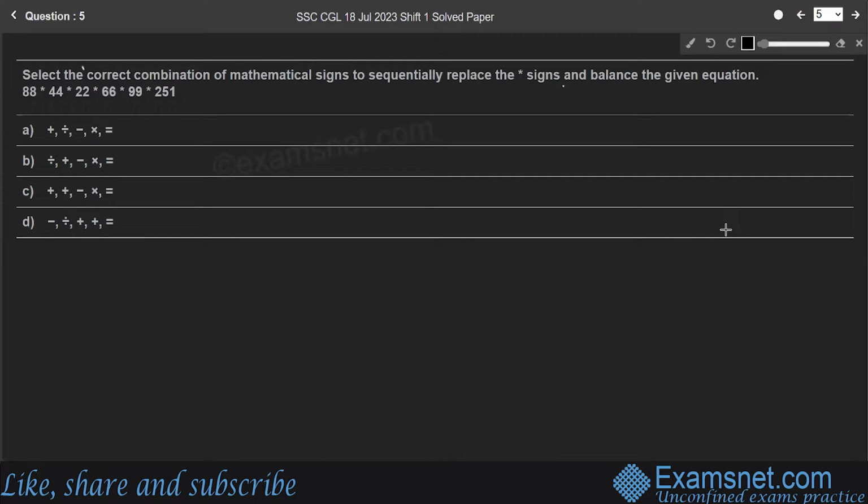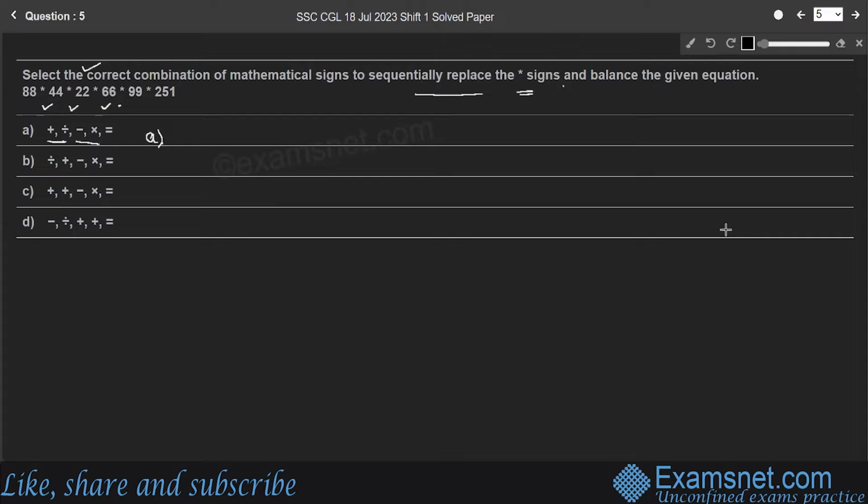Question number 5. Select the correct combination of mathematical signs to sequentially replace the asterisk signs and balance the given equation. Here, students, let us consider option A. So, replace each asterisk sign with the corresponding signs given according to the options, right? So, replace these asterisk signs with mathematical signs.